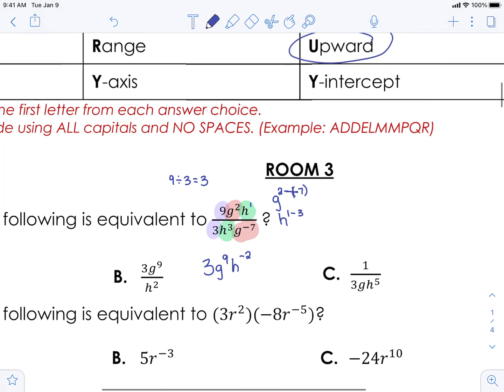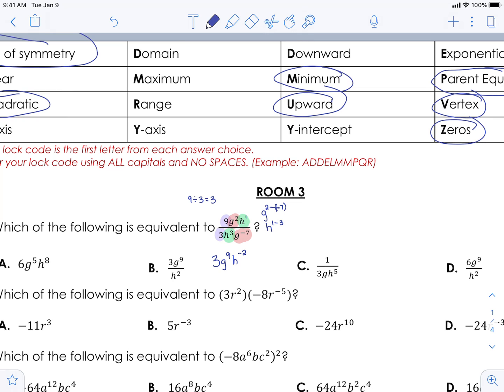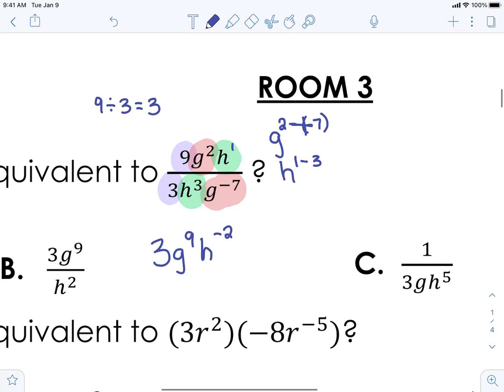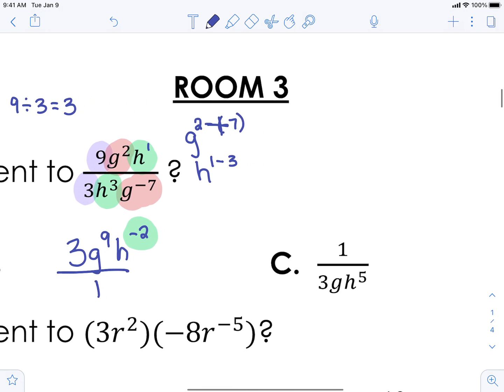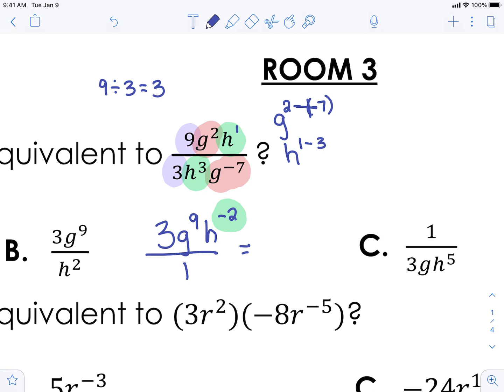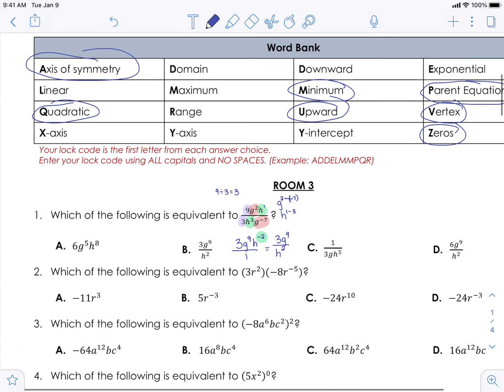If I look at my answer choices, none of them have negative exponents. So therefore, I have to remember that negative exponent property, which tells me that because this has a negative exponent, I'm going to move it to the denominator. So everything's currently over the number 1. So the 3g to the 9th get to stay on top, but the h to the -2nd power moves to the bottom, so that -2 turns into a +2. So if I look at my options, it looks like my answer is answer B.